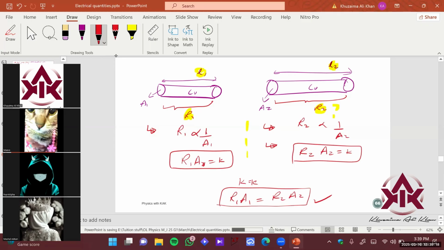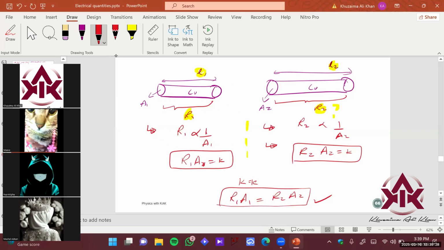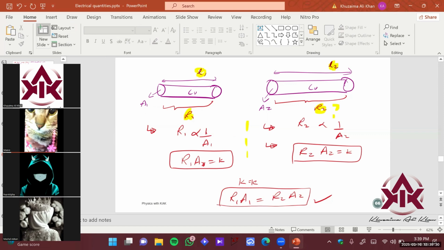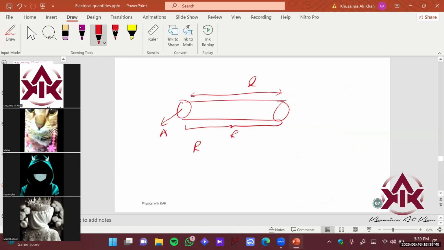The last relation which I want to explain to you is as follows. Let me insert a slide here. Now you have a conductor with a cross-sectional area and this length, and it offers resistance R. We derived two relations: resistance is proportional to length, which is the first relation, and resistance is inversely proportional to area, which is the second relation.